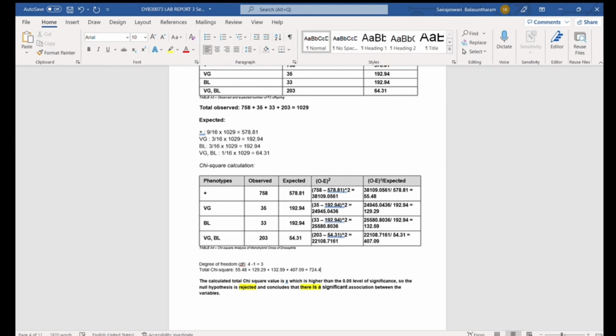The chi-square value is 724.45, which is higher than the 0.05 level of significance. This means that the null hypothesis will be rejected, and it concludes that there is a significant association between the variables. So this means that the observed phenotype of my experiment does not follow the 9:3:3:1 ratio.